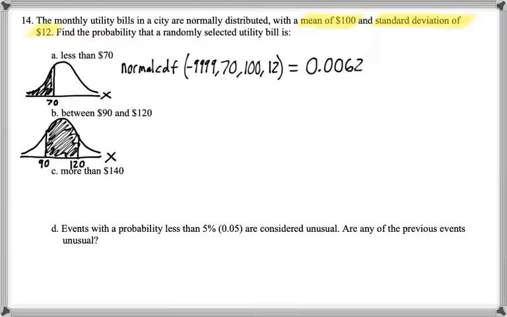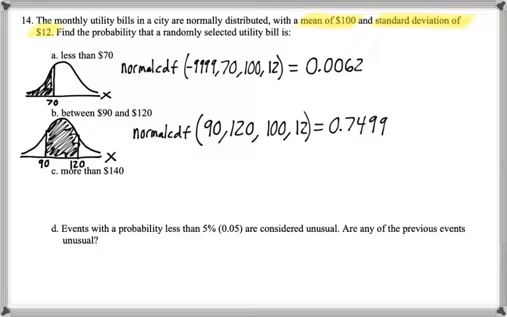Part B says between $90 and $120. So that picture looks like this, and we would type normal CDF, the lower bound is 90, the upper bound is 120, and then again we need to specify the mean and standard deviation, and this is equal to 0.7499.